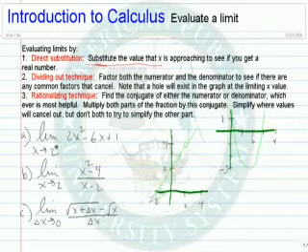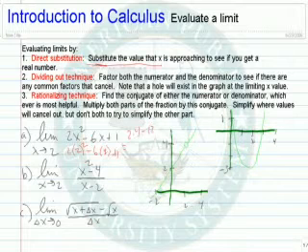Since x is approaching the value of 2, we replace x with a 2 and see what the answer is. So we have 2 times 4 minus 12 plus 1, 8 minus 12 plus 1, minus 4 plus 1 equals negative 3. So the limit approaches negative 3.